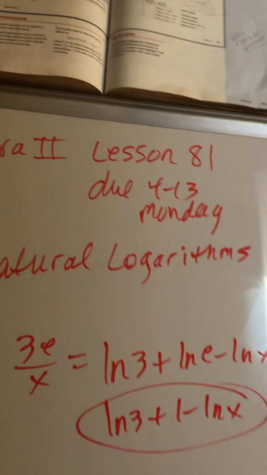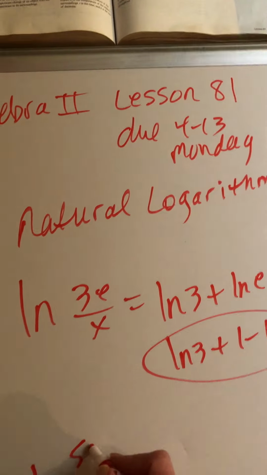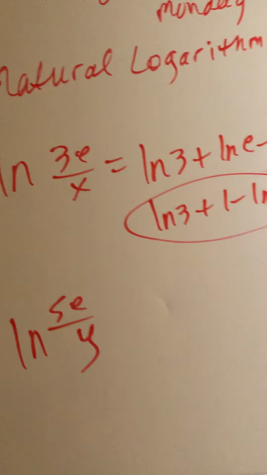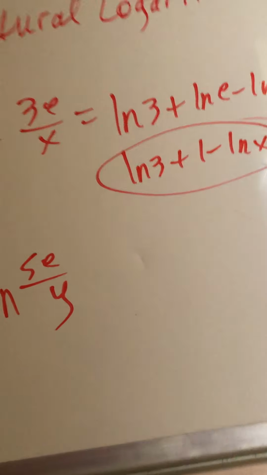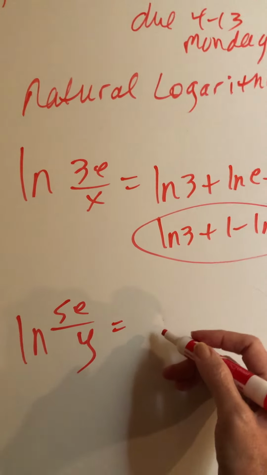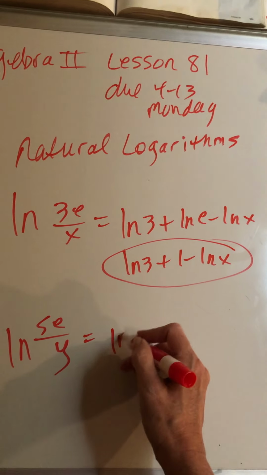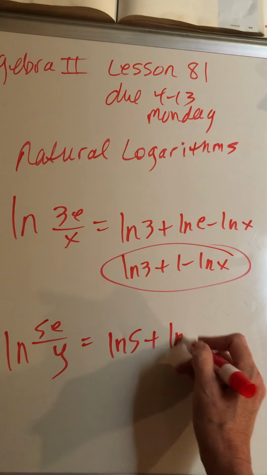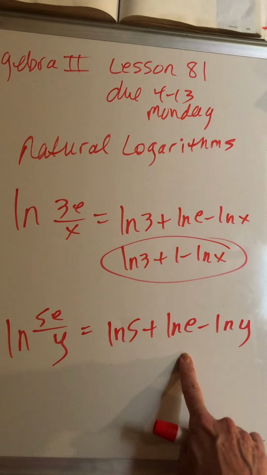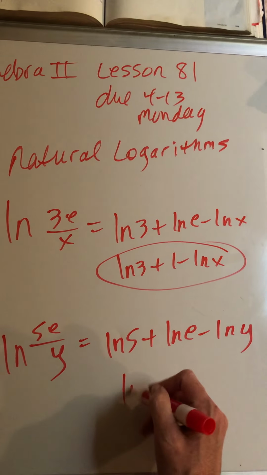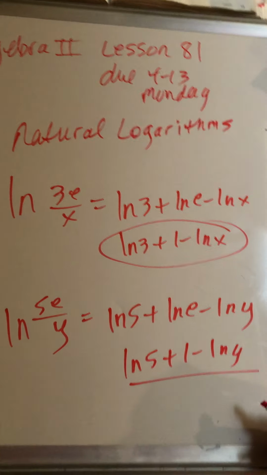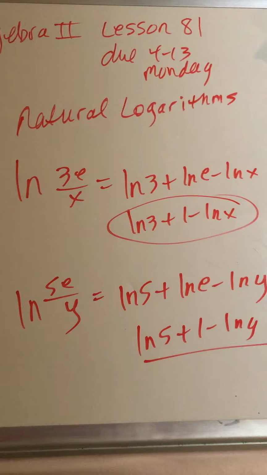Then you'd have ln 5e over y, just showing you a lot of examples of these so you can do your practice and your lesson easily. So it'd be ln 5 plus ln e minus ln y. So ln 5 plus 1 minus ln y is how that would be.